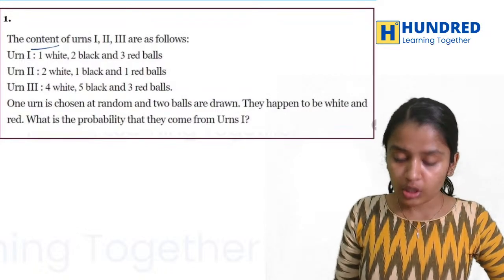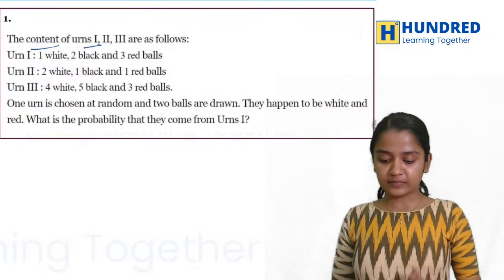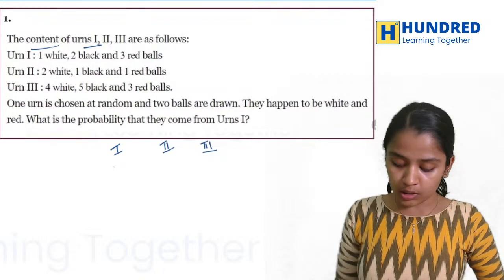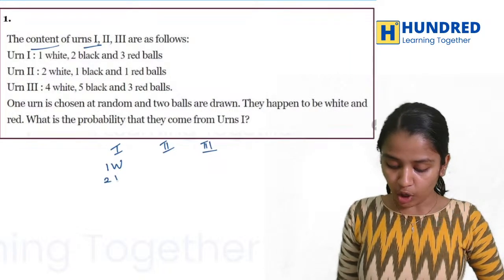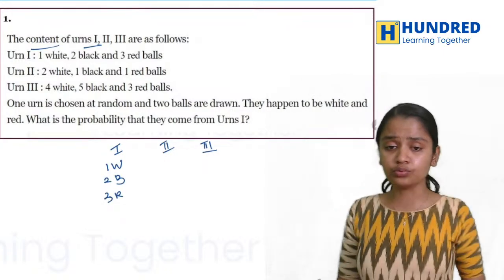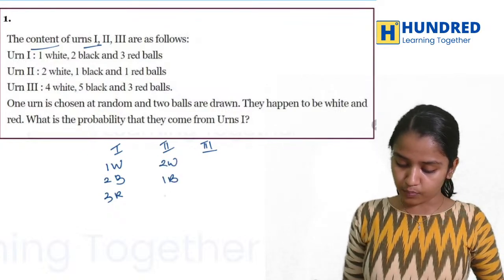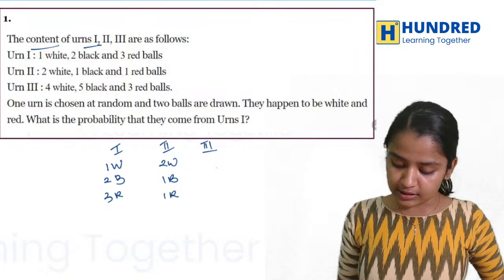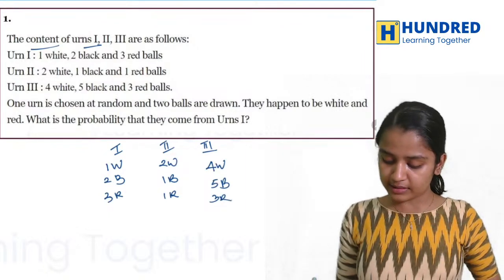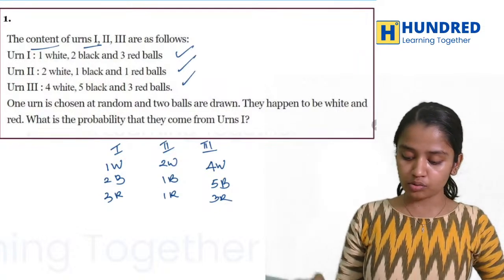So now the contents of urn 1, urn 2 and urn 3. Let me write 1, 2, 3. Urn 1 has 1 white ball, 2 black balls, 3 red balls. Urn 2 has 2 white balls, 1 black ball, 1 red ball. Urn 3 has 4 white balls, 5 black balls, 3 red balls. So you have urn 1, urn 2 and urn 3.